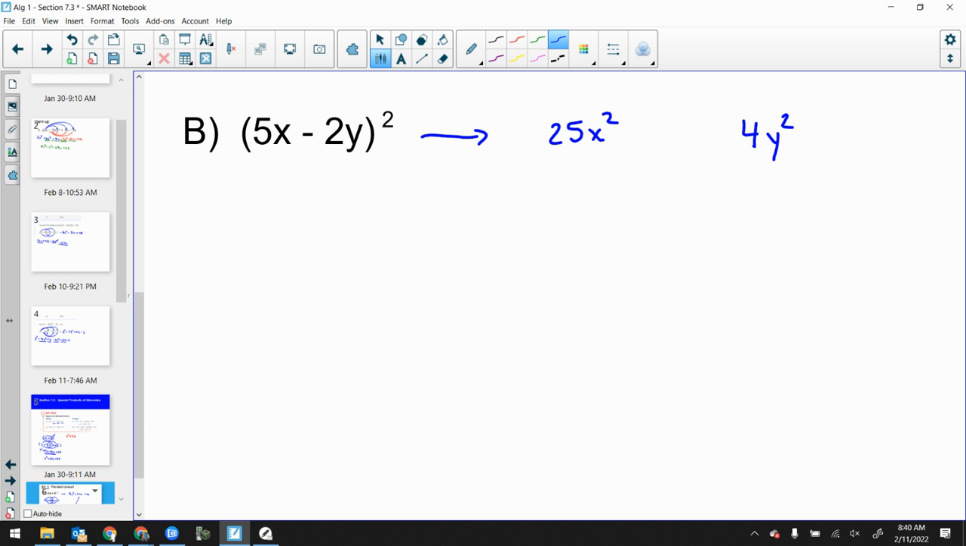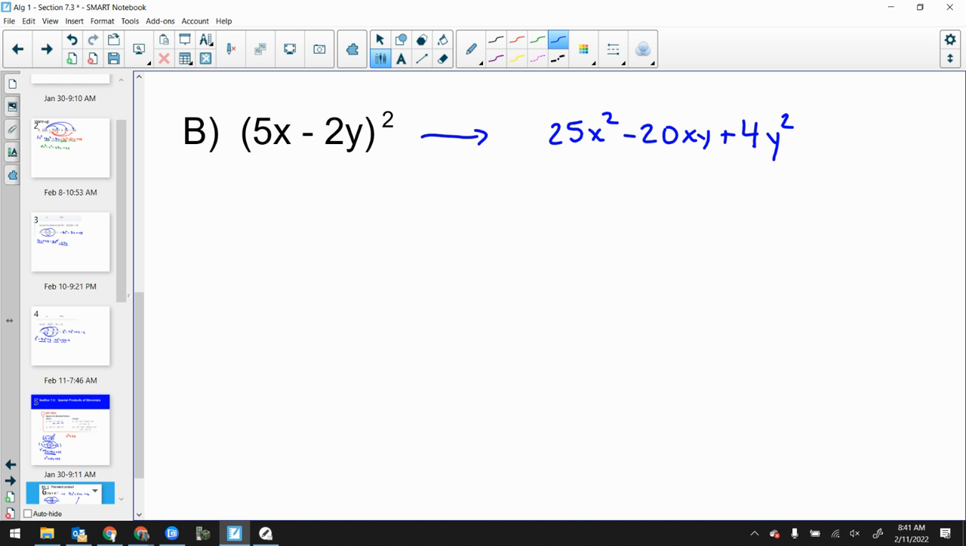Now, the weird part about this is the middle term. What's the product of 5x and negative 2y? Negative 10xy. So the product of 5x and 2y is 10xy, but it's negative. And then you double it, and what do you get? Negative 20xy. So my answer is 25x squared minus 20xy plus 4y squared.